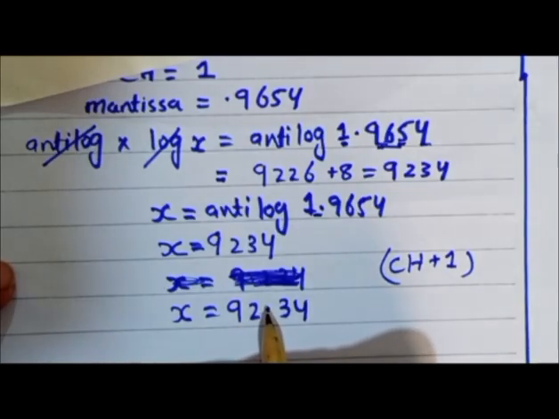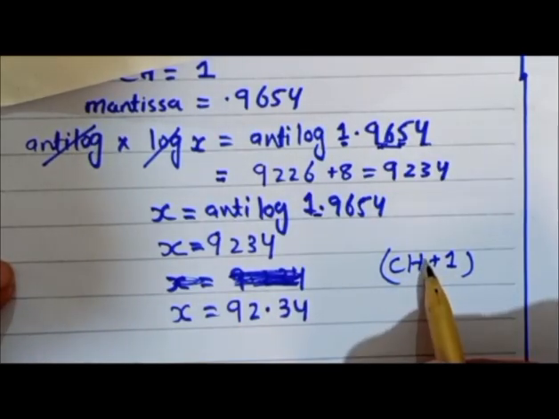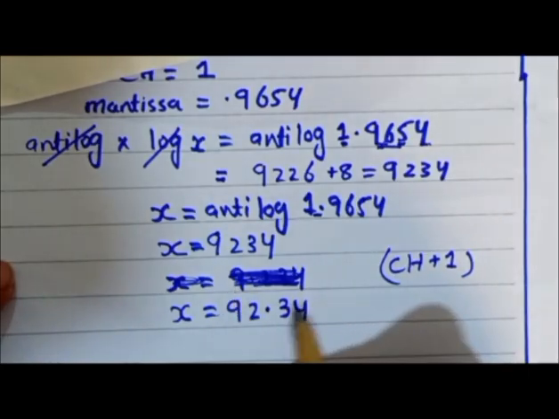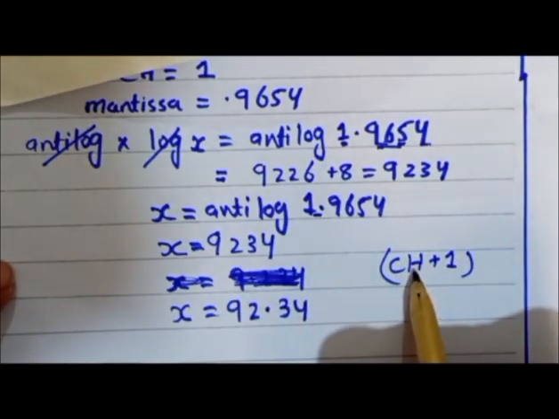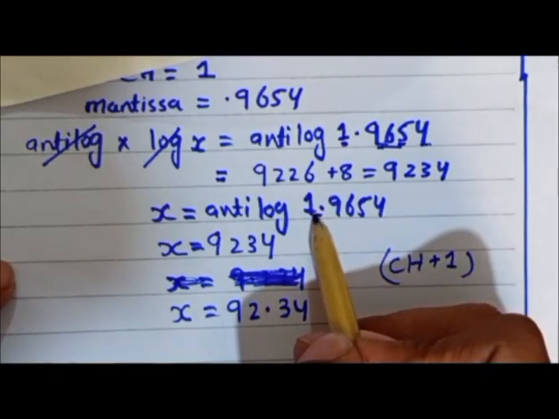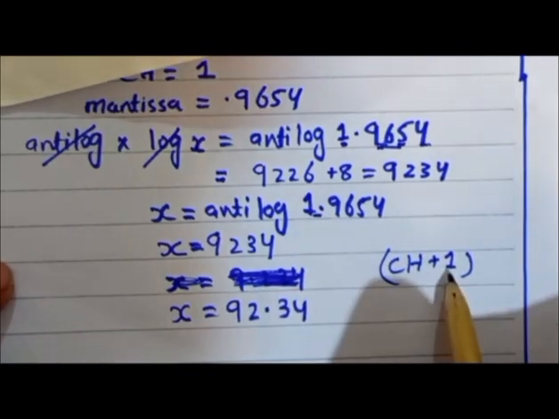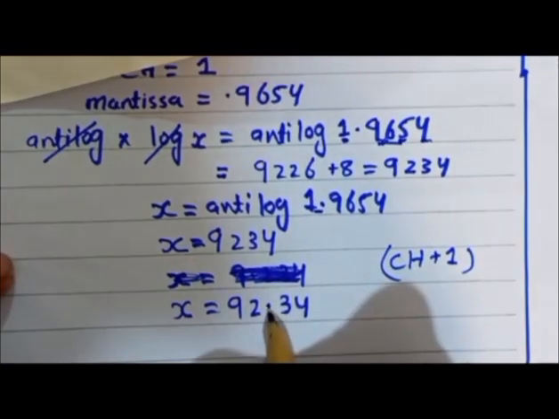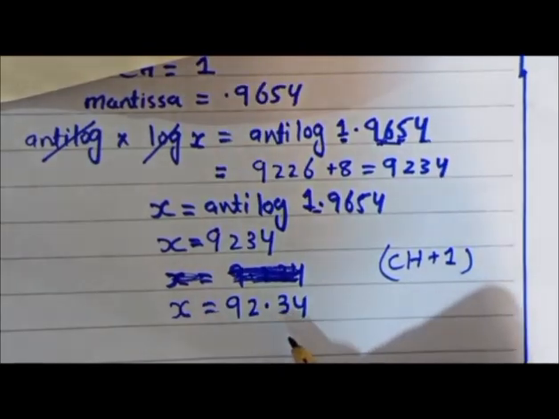So I put the decimal point after 2 digits, because I already told you, for putting the decimal in an anti-log, you are supposed to add the characteristic to 1. This is my characteristic, 1 is there, so I will add it to 1. So 2, after 2 digits I will put my decimal point.